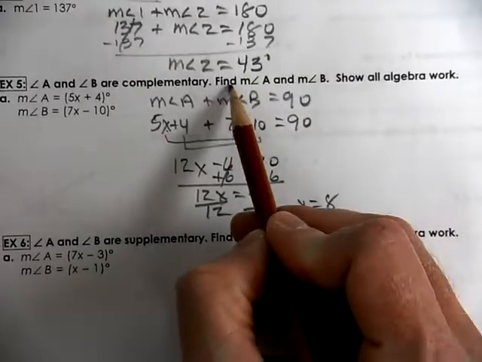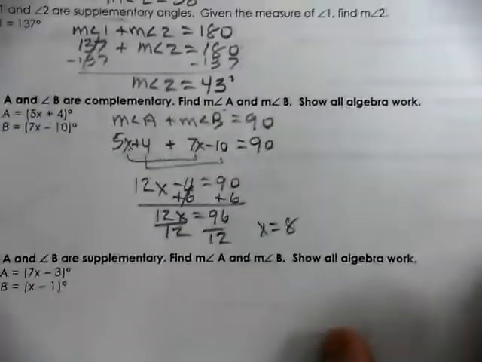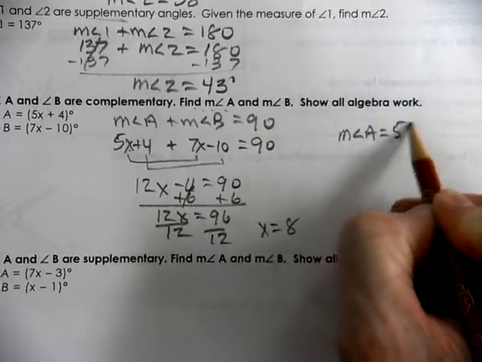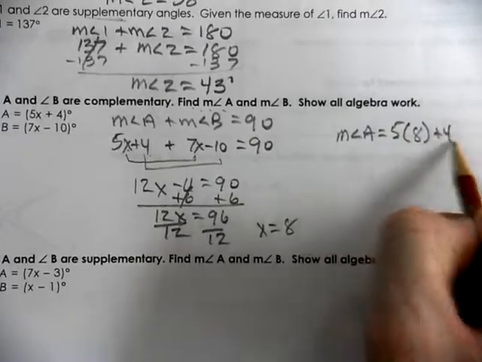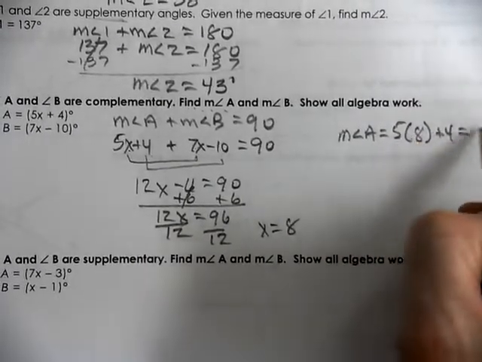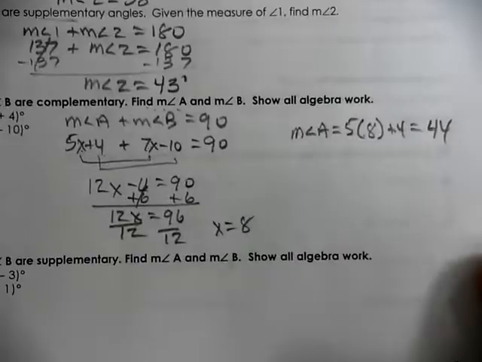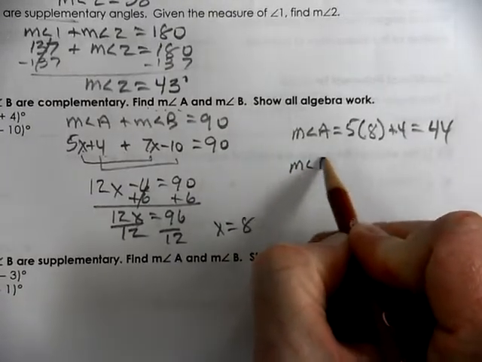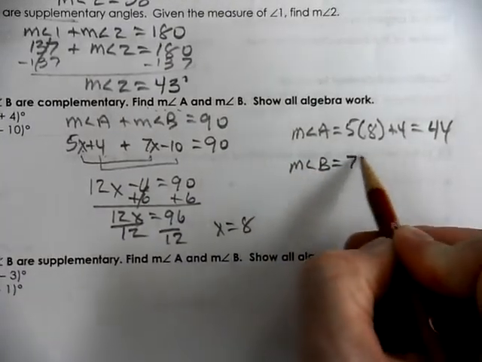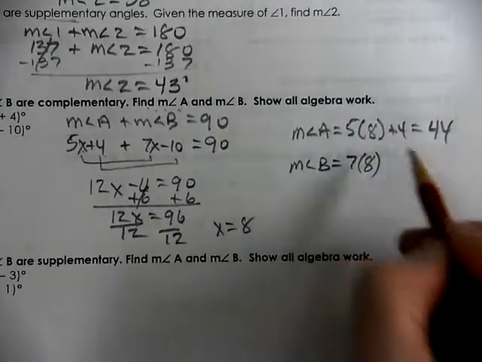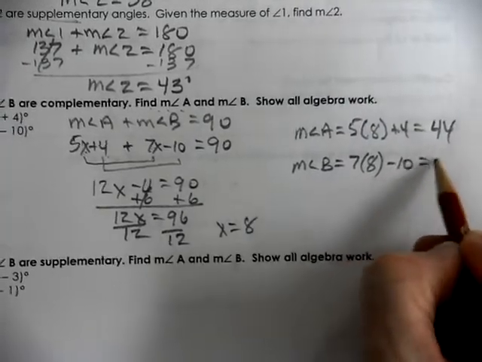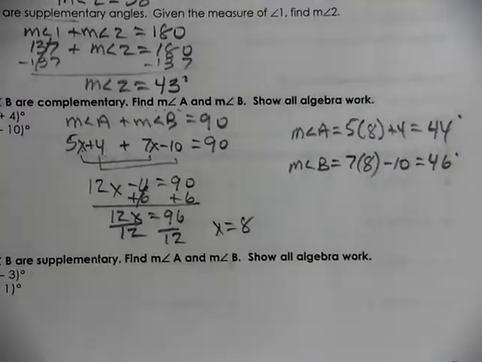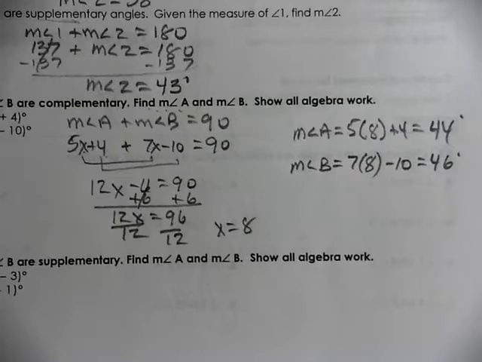Because they've asked us for the measurement of angle A. So we need to come to the side and say the measurement of angle A is 5 times 8 plus 4. That's 40 plus 4, which is 44. That's what gets you your full credit. The measurement of angle B is 7 times 8. That's 56. 56 minus 10 is 46. So you have 46 degrees and 44 degrees.